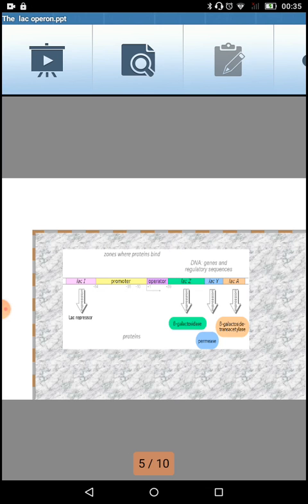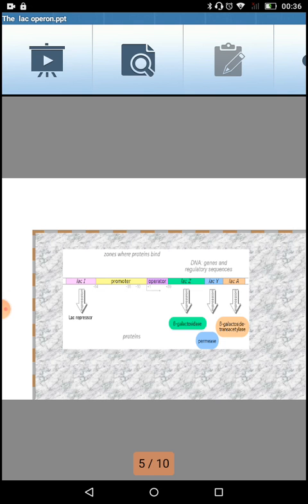LAC-Z will help in the formation of the enzyme beta galactosidase. LAC-Y helps in the formation of what we call permease, and LAC-A helps in the formation of an enzyme called trans-acetylase. So this is the operon. Now what happens in this operon? Sometimes this operon is called switched on and sometimes it is called switched off.